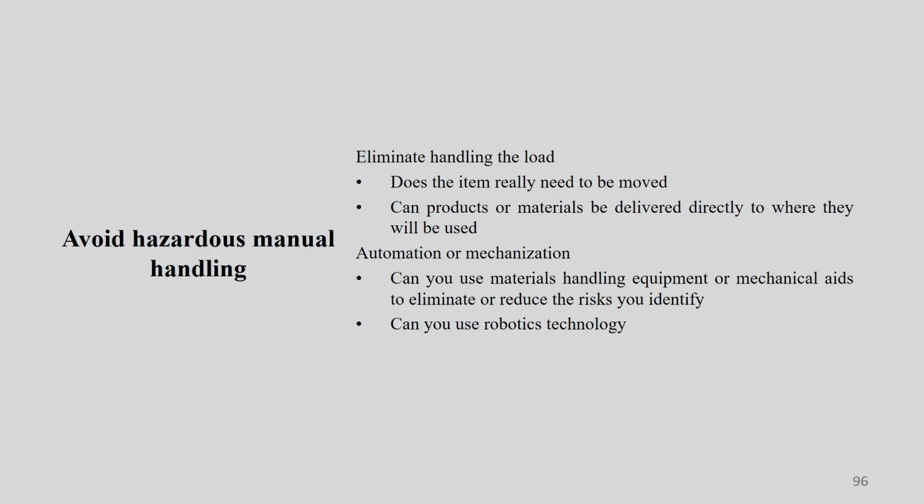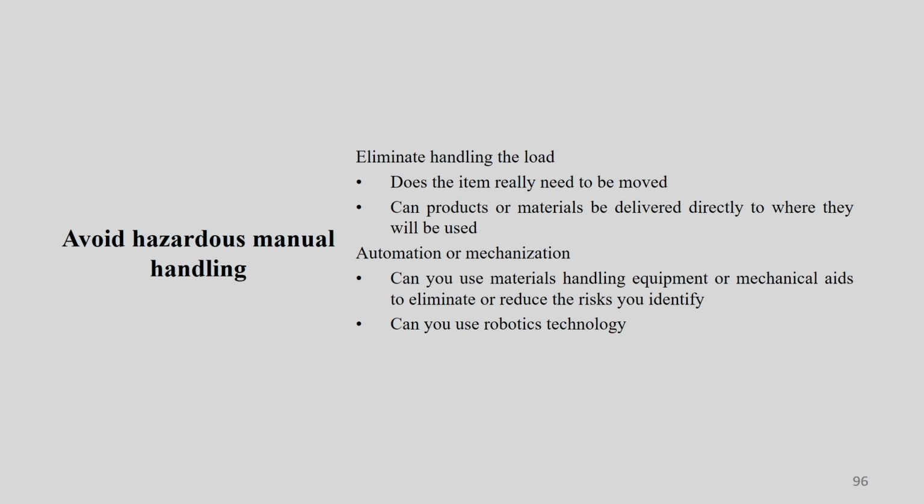The next part is automation or mechanization. This is what you are going to see. Can you use materials handling equipment or mechanical aids to eliminate or reduce the risk that you are going to identify? So is it possible that in that particular position, situation, or workstation you can introduce some kind of mechanical aid so that direct manual handling is not there? Can you use any kind of robotic technology or not? So you need to check. If the answer is yes, please introduce it.